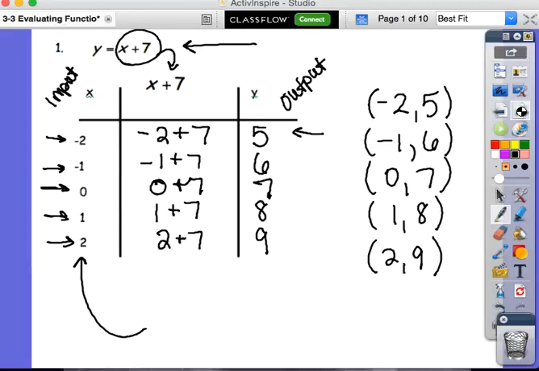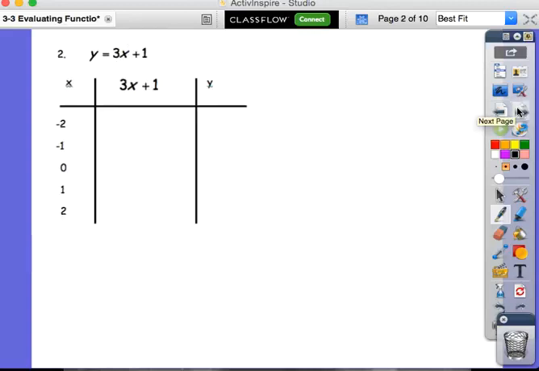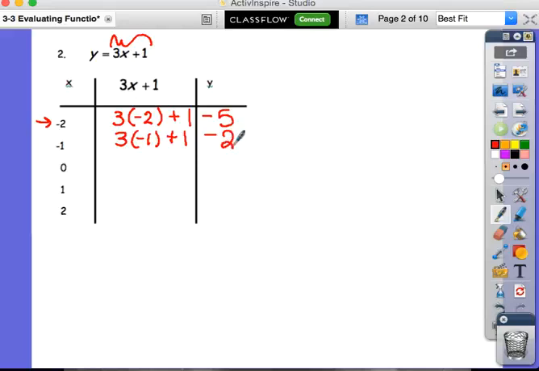Okay? All right. Number 2, we're going to do the same thing. We're going to put in these inputs. So follow along carefully, though. Notice this is 3 times x and then plus 1. So 3 times -2 is -6, and then plus 1 would be -5. You should be able to do that in your head. Okay. Next, 3 times -1 is -3 plus 1 is -2.